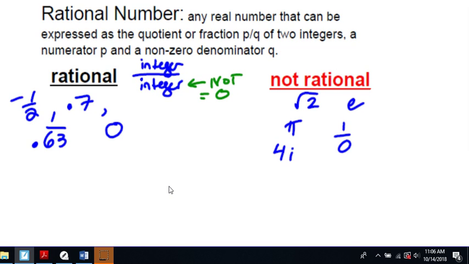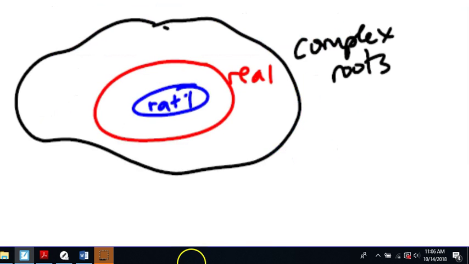Not rational numbers would be numbers like e, or 1 over 0, radical 2, pi, 4i. Those are all not rational numbers. So again, if I look at all of the complex numbers, inside of that I'd have real numbers, and with the imaginary numbers there on the outside, between the red and the black, rational numbers are a very specific type of real number.